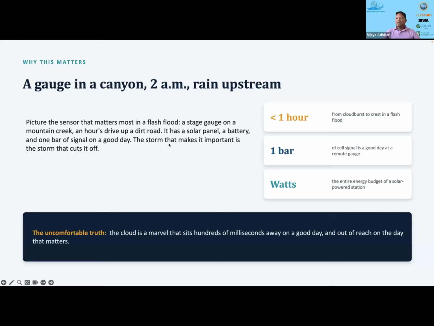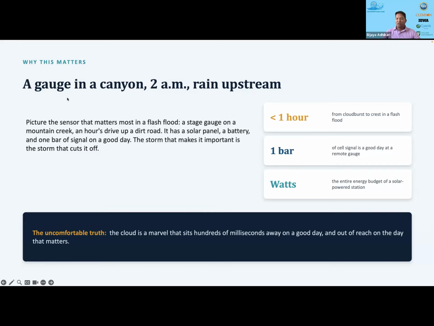The storm basically makes it important. It's the storm that makes it important, right? So basically, why are we placing the sensor is to go measure when storms happen, right? When the downstream river is going to rise, right? But the storm that we're trying to measure basically cuts it off, right? So the cloud computing that has a lot of this super intelligence, right, may not be reachable for this small sensor when it really matters, right?